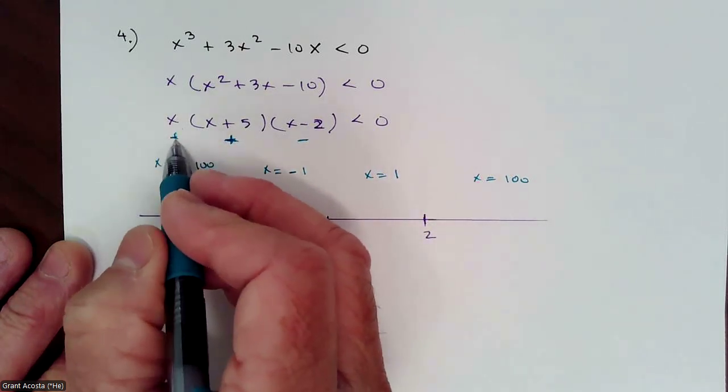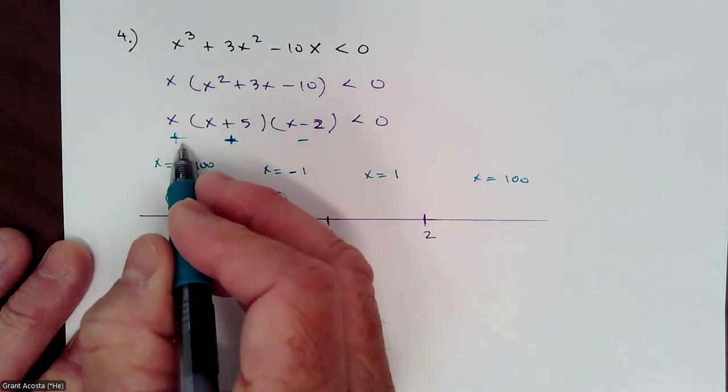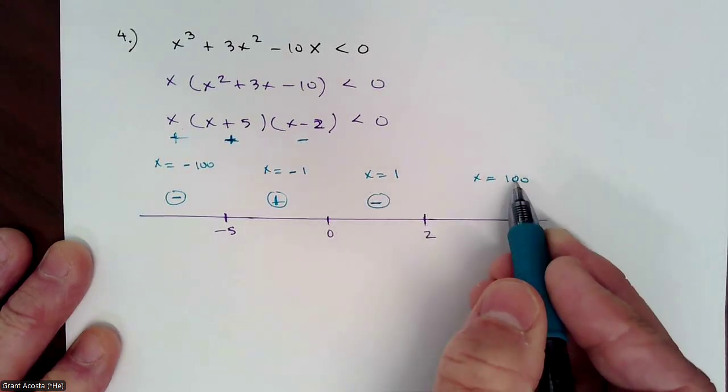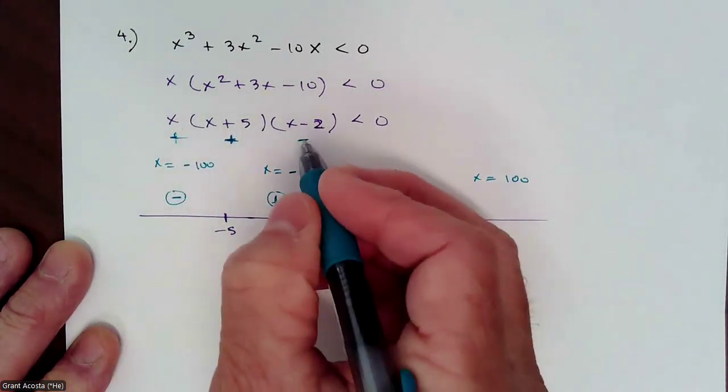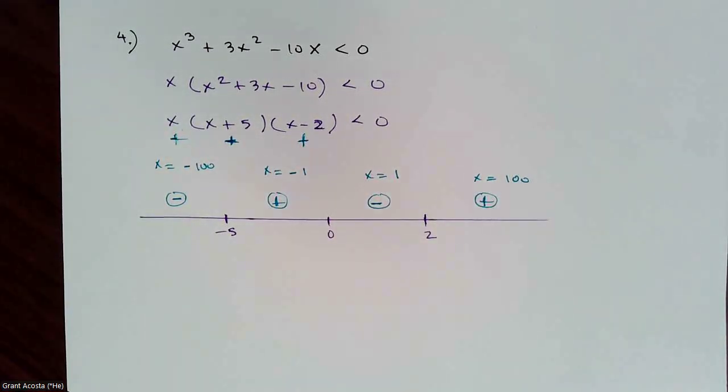X equals 1. That means x is positive. 1 plus 5 is positive. 1 minus 2 is still negative. 2 positives times a negative is a negative. And then if x is 100, clearly if I plug them into all of these, I'm going to get all positive numbers. So it's plus.